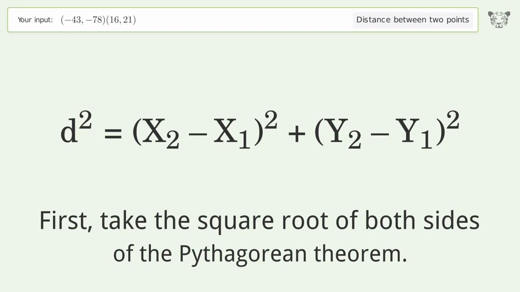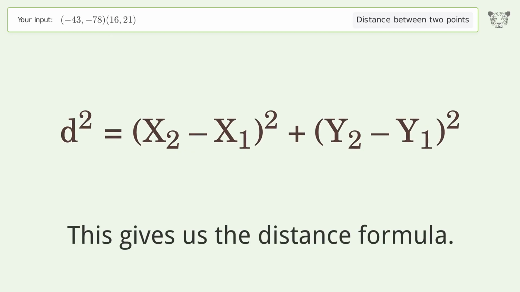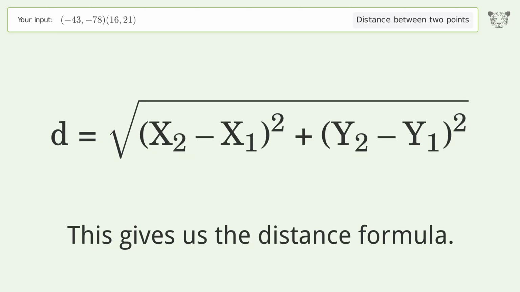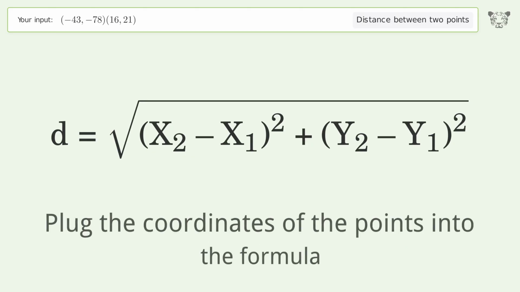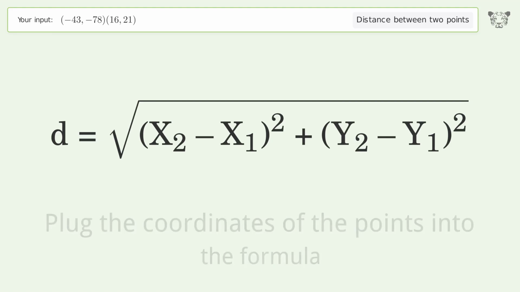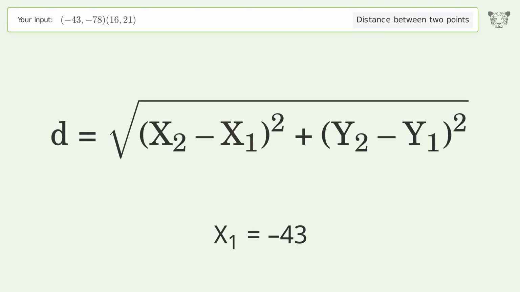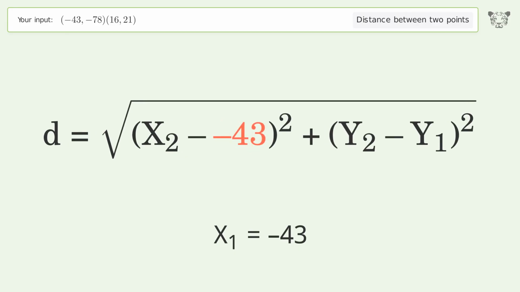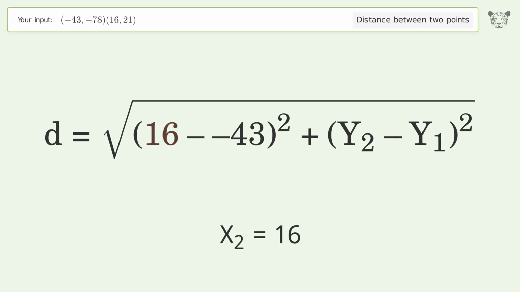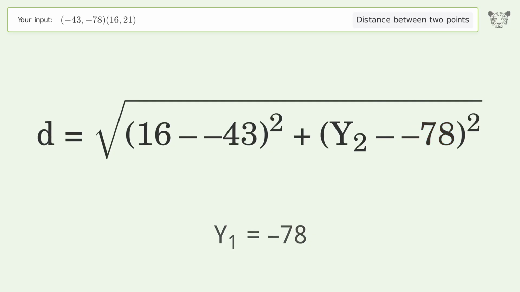First, take the square root of both sides of the Pythagorean theorem. This gives us the distance formula. Plug the coordinates of the points into the formula. x1 equals -43. x2 equals 16. y1 equals -78. y2 equals 21.